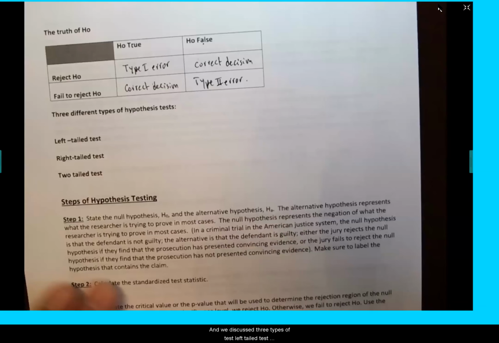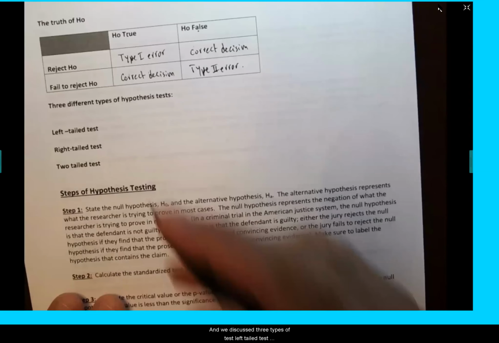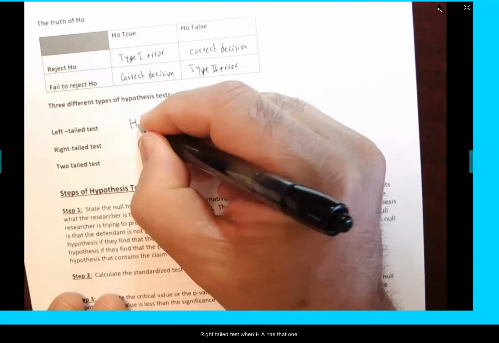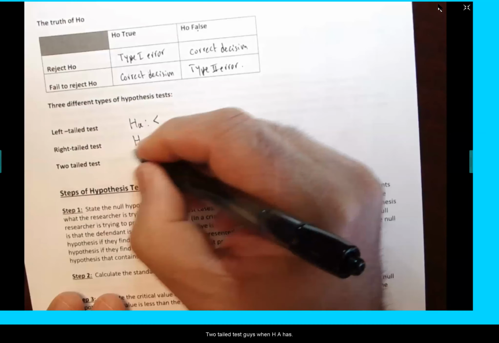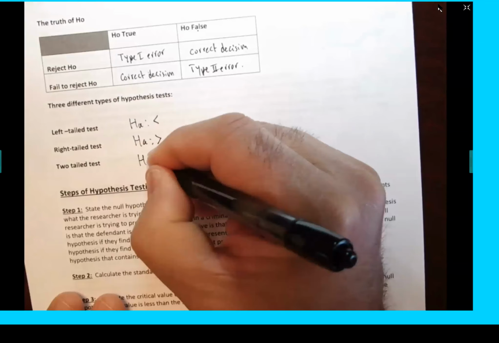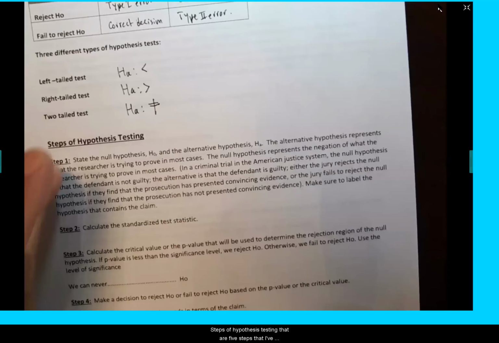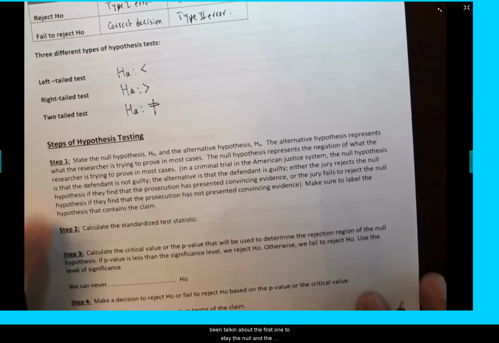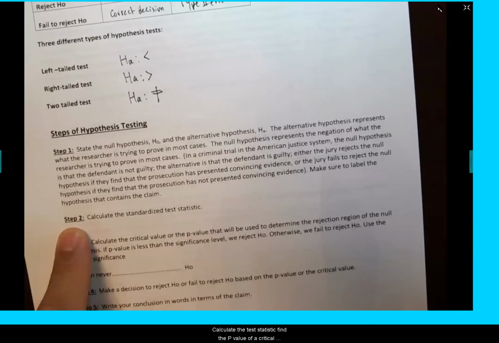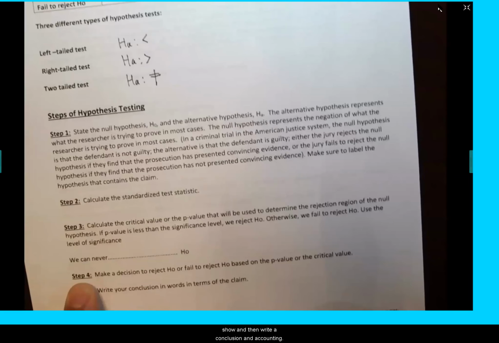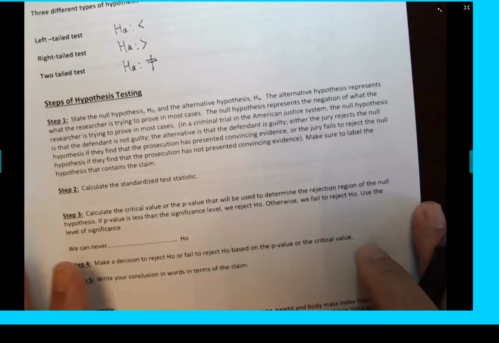And we discussed 3 types of test. Left tail test, which is when HA has this sign. Right tail test when HA has that one. And 2-tail test, guys, when HA has this sign. Okay. Steps of hypothesis testing. There are 5 steps that I've been talking about. The first one, to state the null and the alternative hypothesis. Calculate the test statistic. Find the p-value or the critical value, make a decision to reject H0 or fail to reject H0, and then write your conclusion in the context of the claim.